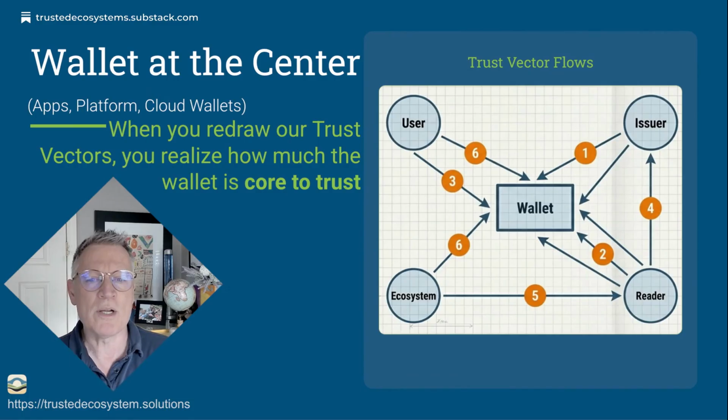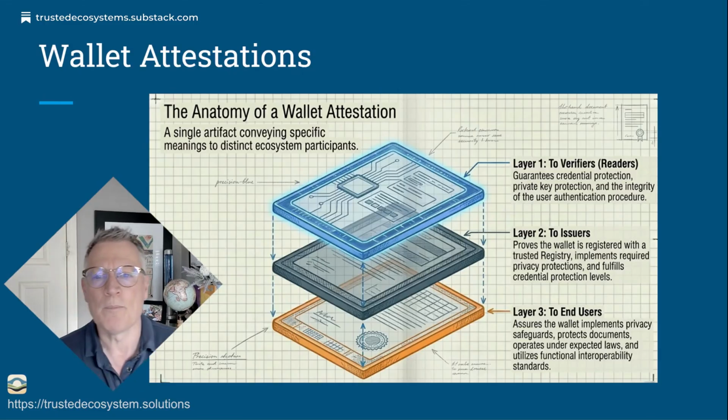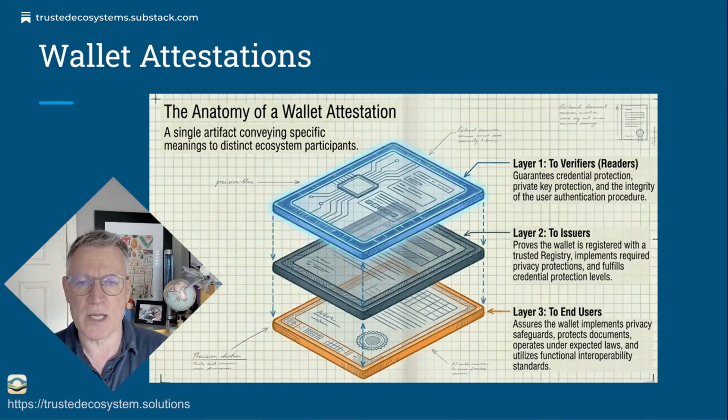When you take apart all those trust vectors and you redraw them from the components point of view, then what you have is the wallet application really is the center of this trust. It interacts with all of the different participants in an ecosystem, including the ecosystem operator itself. So, from a data flow perspective, there's a lot, and the wallet really is core to trust. So let's take a look at what, therefore, a wallet attestation has to do.